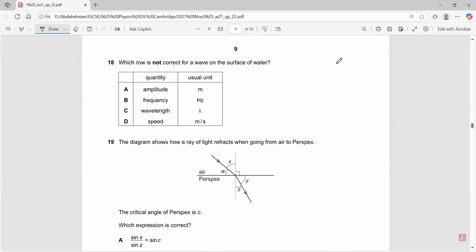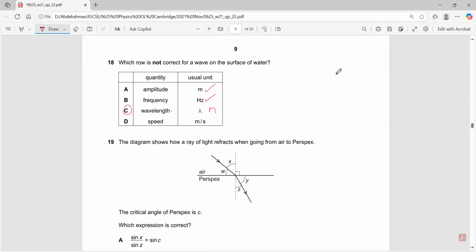Which shows not correct for a wave? The amplitude, does it have a unit of meters? Yes, we can say the amplitude in meters. Frequency in hertz? Yes. Wavelength in lambda? No, wavelength in meters as well. So this is wrong. Lambda is the symbol.